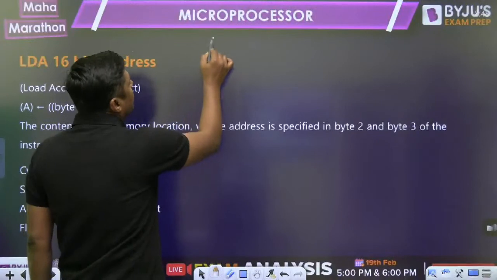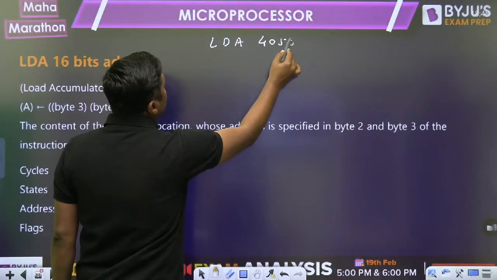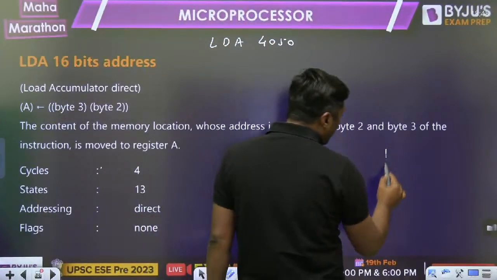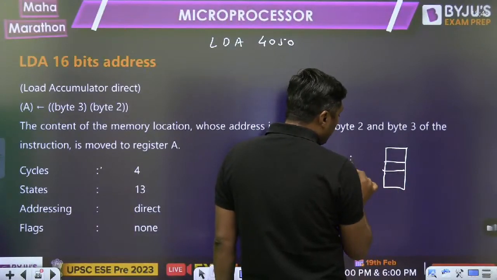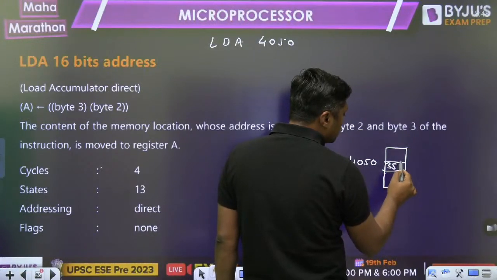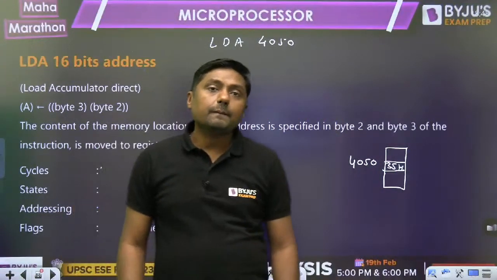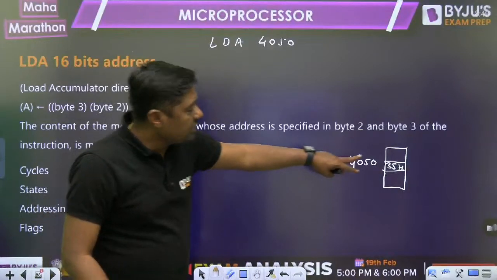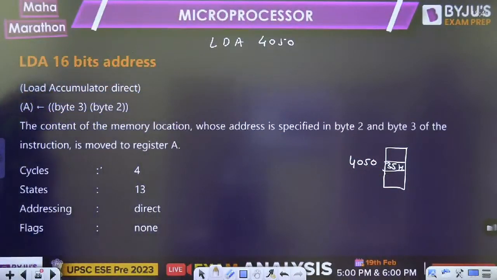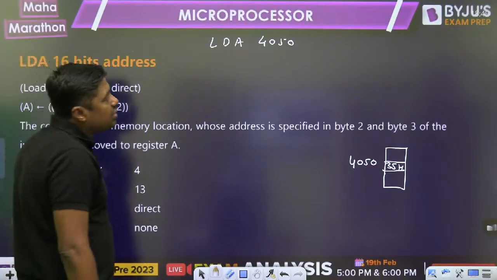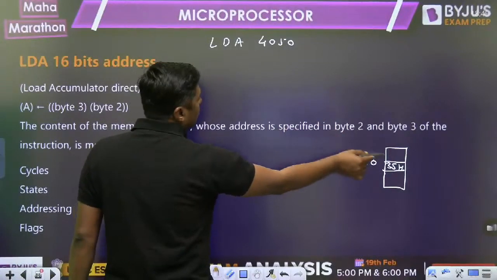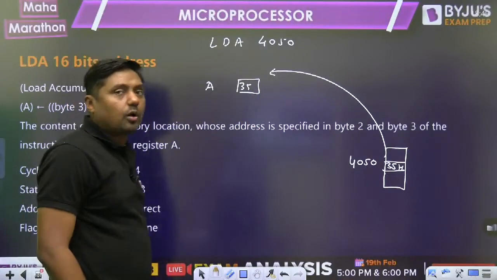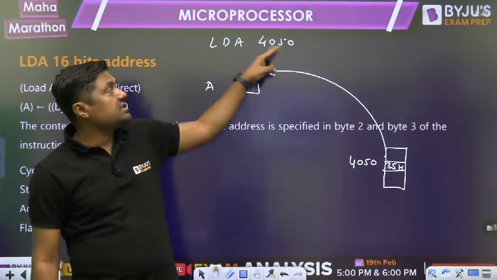When I am writing LDA 4050, it means we have one memory, there is a location 4050, and in this location there is 35H. When I am writing LDA 4050, the content of that location, 35H, will be stored in what? The accumulator. 35H from that particular memory location is stored in the accumulator. It is direct addressing, because the direct address is written here.